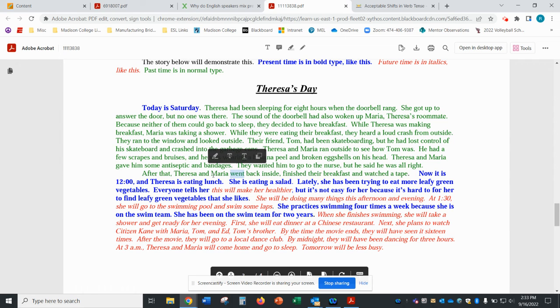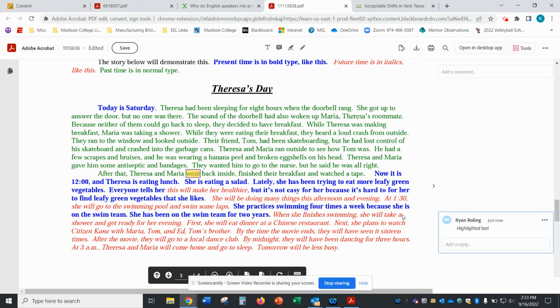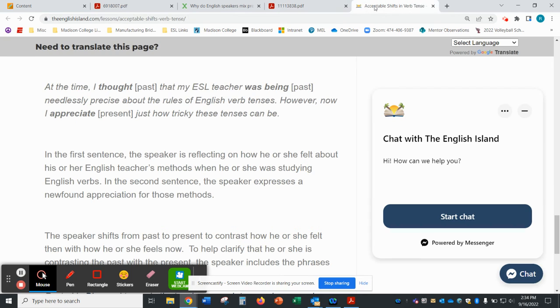After that, Teresa and Maria went back inside. And then the speaker or the writer switches over to the simple present. Now it's 12 o'clock. Here, and Teresa's eating lunch, present progressive. And so all of this is used to add effect to the story. And I apologize, I'm not going to read this entire story. So sometimes it's acceptable to shift tenses for these reasons.